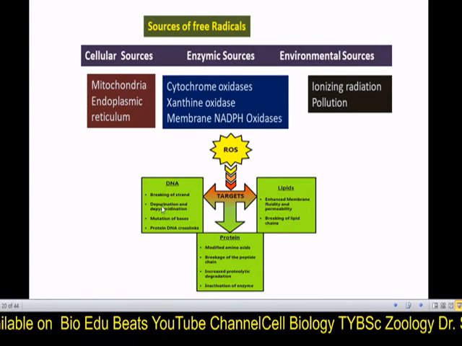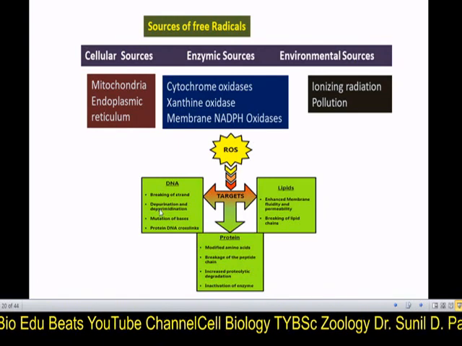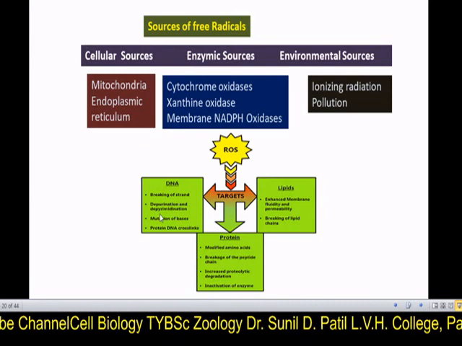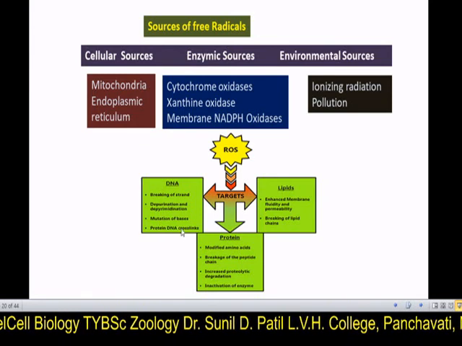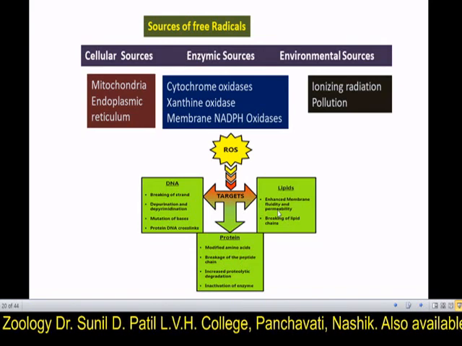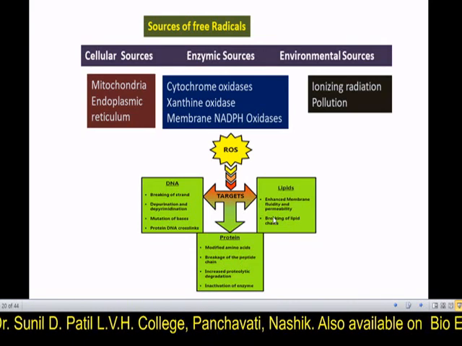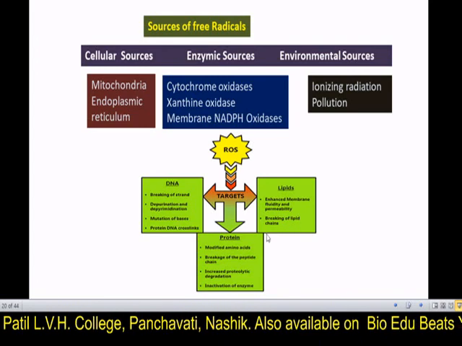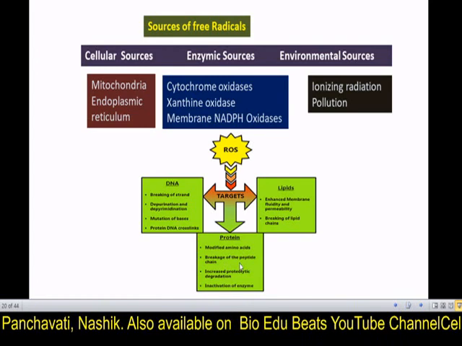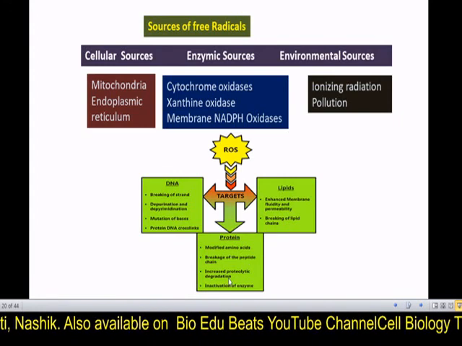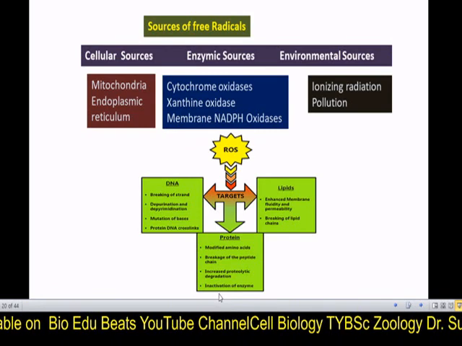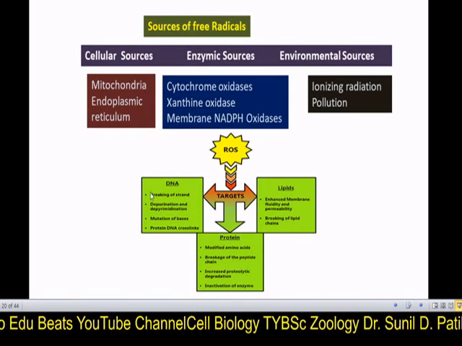In DNA, ROS causes breaking of strands, depurination and depyrimidination, mutation of bases, and protein-DNA cross-linkages are formed. In lipids, there is enhanced membrane fluidity and permeability, and breaking of lipid chains. In protein, modified amino acids are formed, with breakage of the peptide chains, increased proteolysis or degradation, and inactivation of enzymes. So this happens due to the ROS.